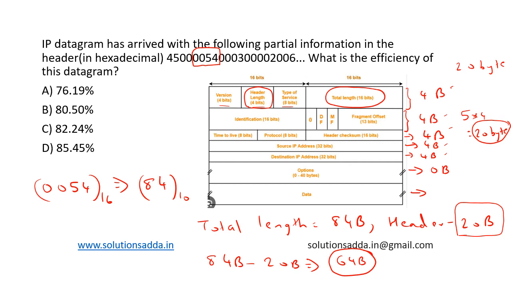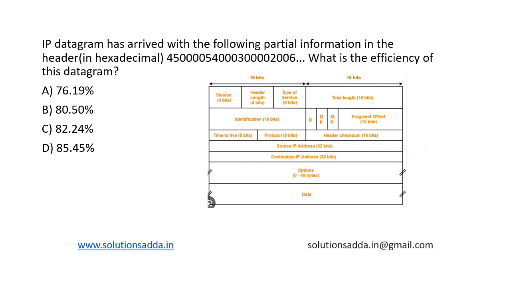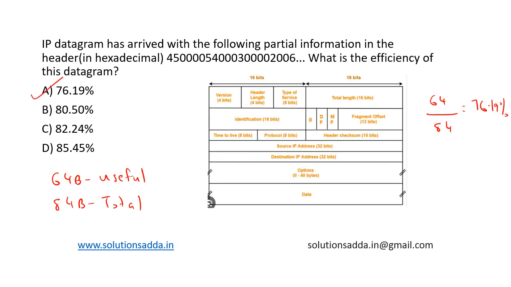Now let's calculate. So we are given 64 bytes as the useful data and total data is 84 bytes. This is the total. Now efficiency is useful by total. So 64 by 84. This will give us 76.19%. So the efficiency of the datagram is option A, 76.19%.